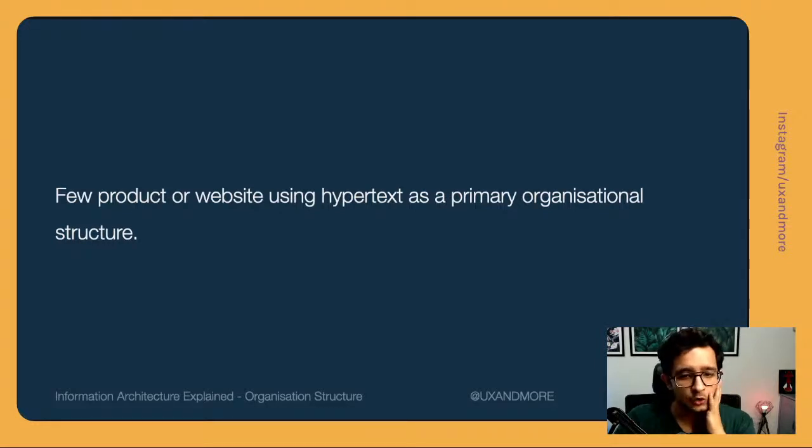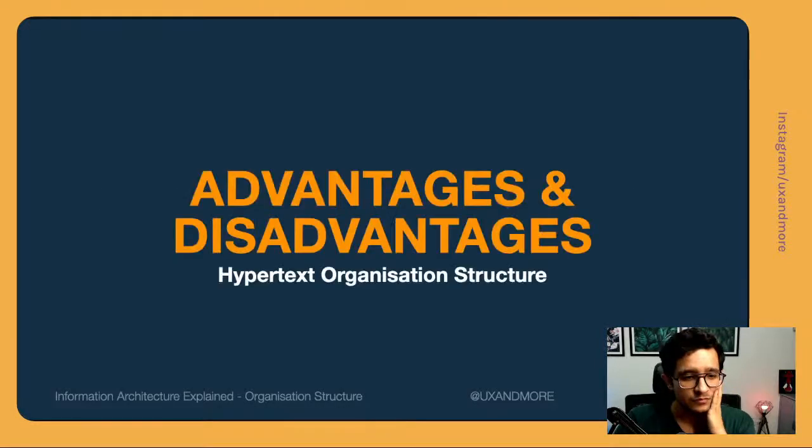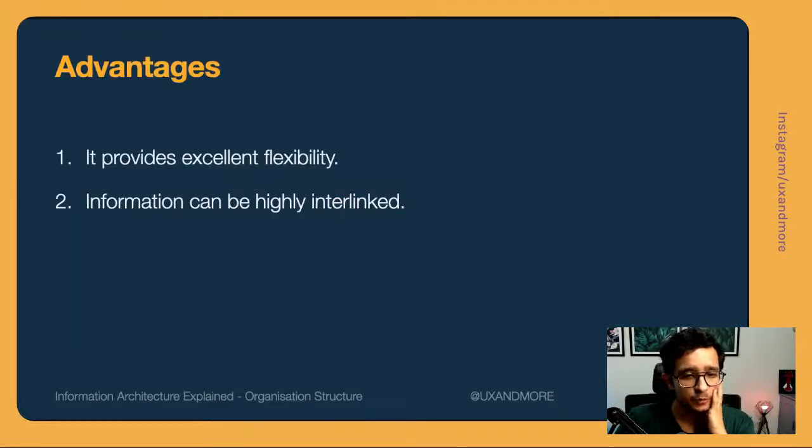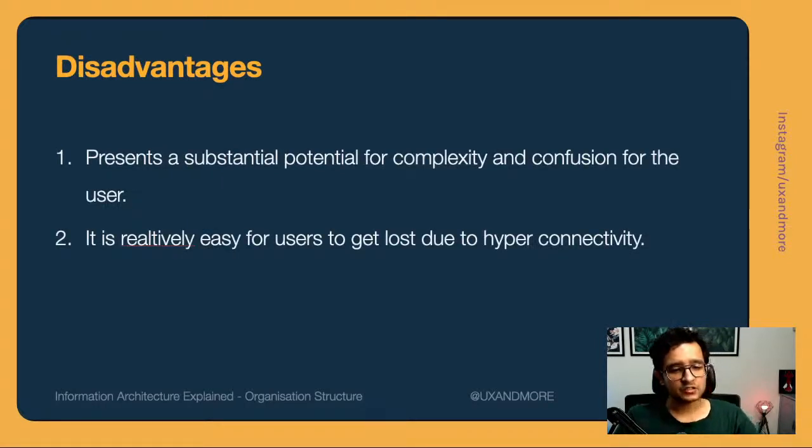Okay, so let's come on to the advantages and disadvantages. The advantage is it provides excellent flexibility, and information can be highly interlinked. The disadvantage being, it presents complexity and confusion to the user, because they have to come to a product, come to a page, and then click on something to go to a different page where the actual information is, right? So why was I here in the first place? That's one thing, like, why am I doing this for the user, right?